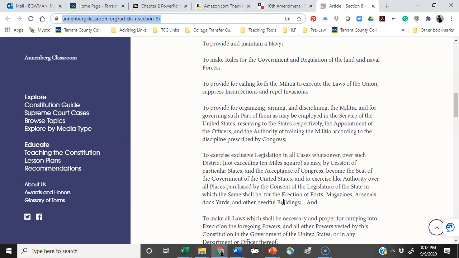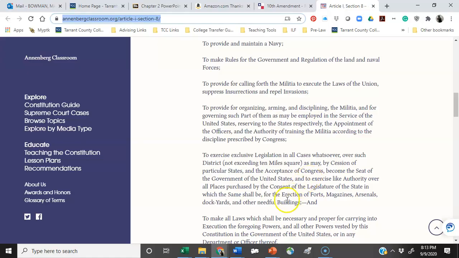All of these are express powers. It's very specific. You can provide for and maintain a navy. You must provide for and maintain a navy. You must regulate commerce. These are very large powers that the federal government has.